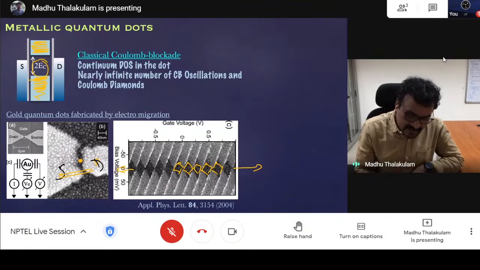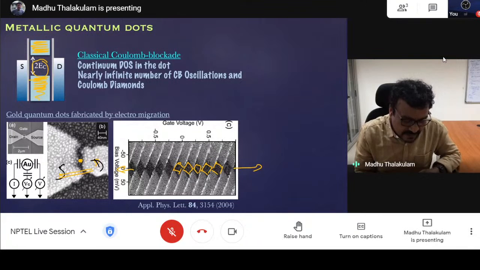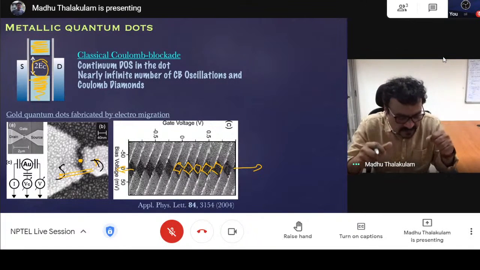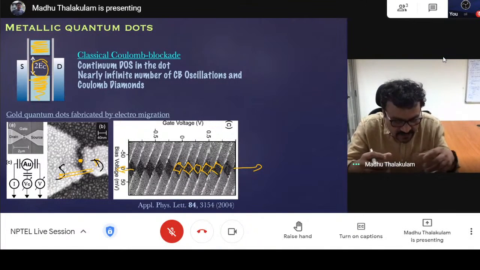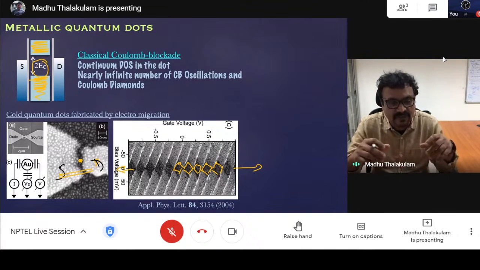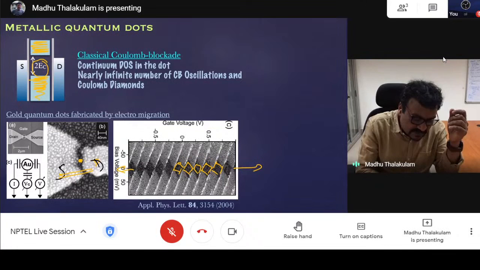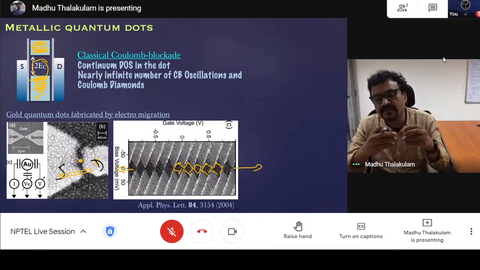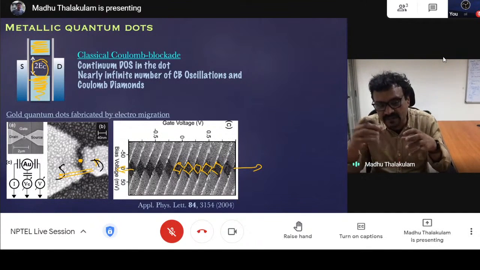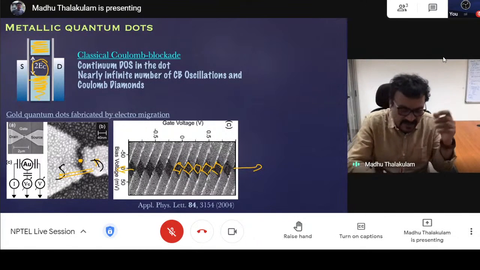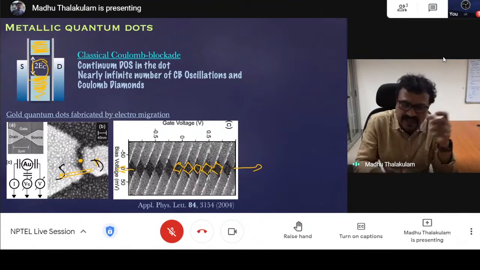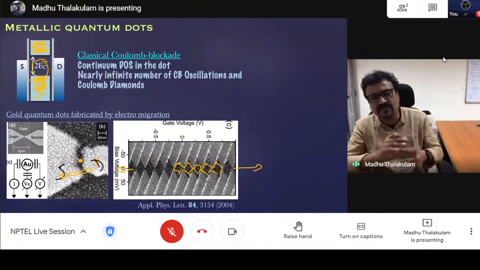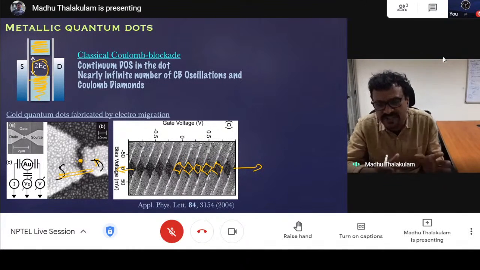Here in this specific example, what they have done is they have a device which is a gold quantum dot. They have fabricated it by electron migration. Because of electron migration, you get almost like a constriction where one grain of this gold is trapped in between, connected to source and drain. And getting this is also kind of luck. It's not that you know how much control you have. It's just for demonstration purposes.